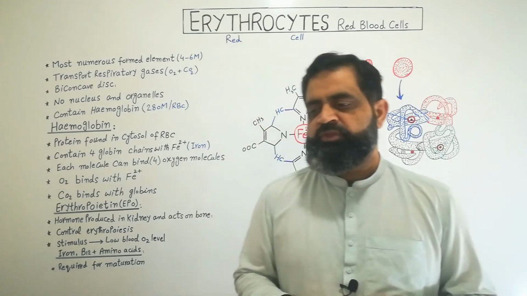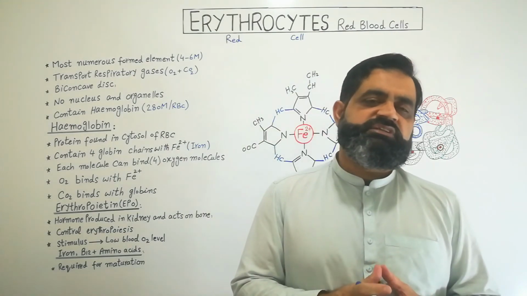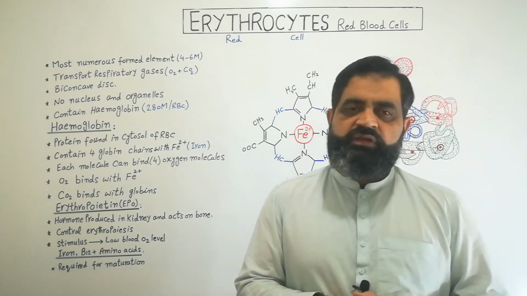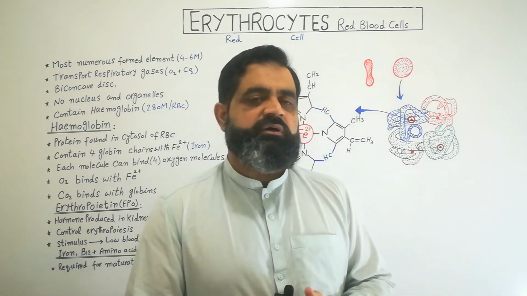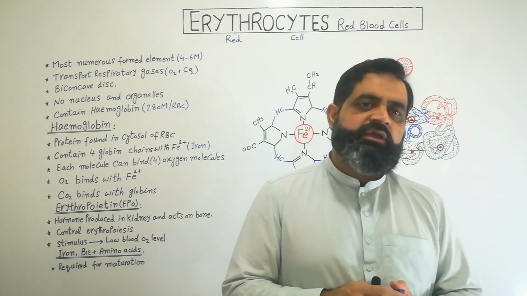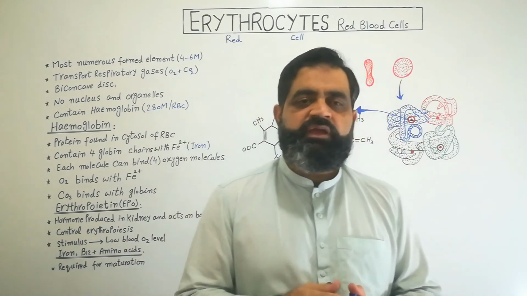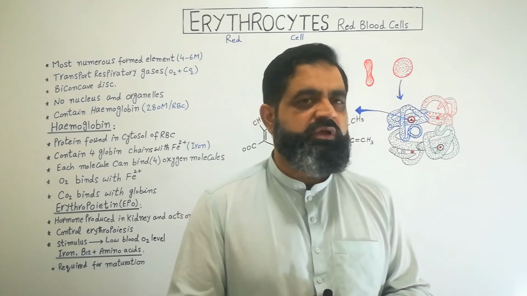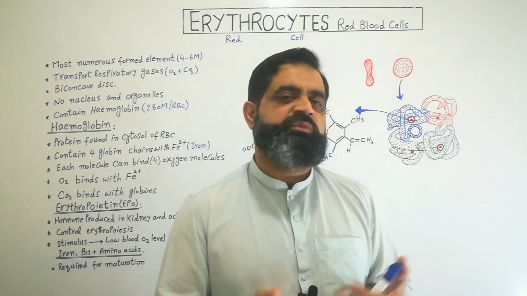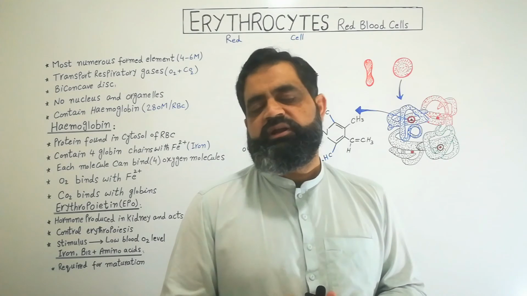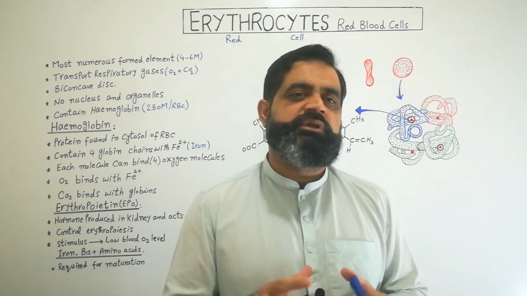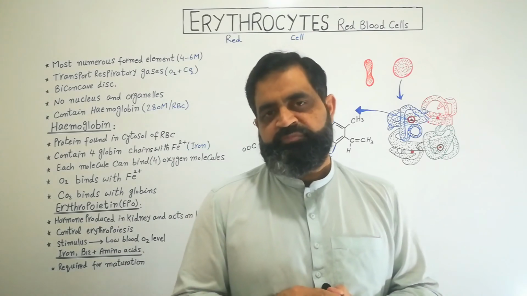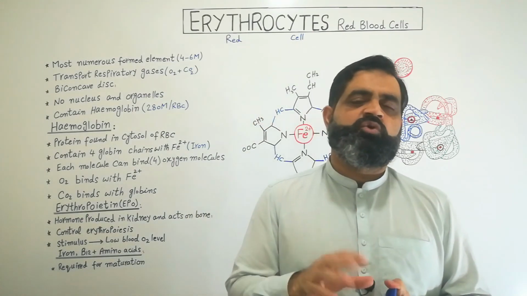But if we have a diet which is deficient in iron, then we will suffer a loss of heme, and due to the loss of heme we are not going to be able to make hemoglobin, and without hemoglobin we are not going to make red blood cells, and if we do not have red blood cells in our body, then we will suffer from a disease known as anemia. So anemia is a major problem in the whole world.